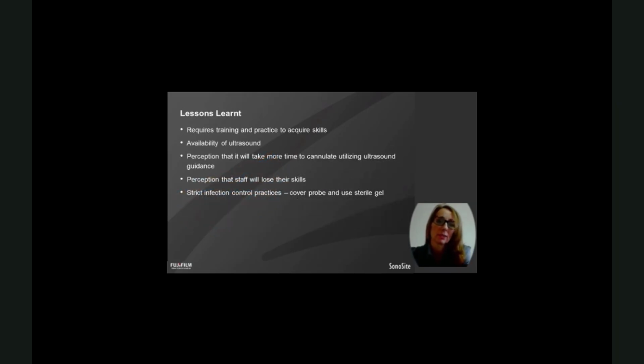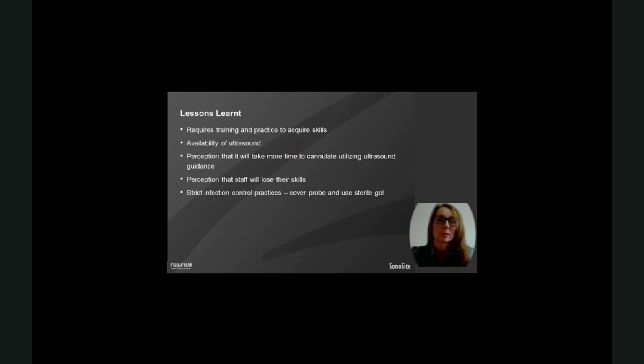Some of the lessons that I've learned with my years of using ultrasound is it requires some training and practice to acquire the skills, but it's really worth investing in that time. Unfortunately, in units that I've worked in, when we got the ultrasound, we went on the assumption that we could just continue to be experts and bring in this new skill of ultrasound and just continue cannulating and assessing and have no issues.